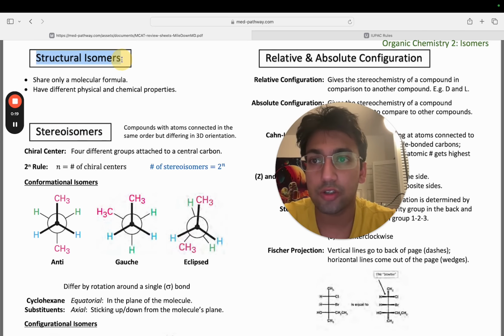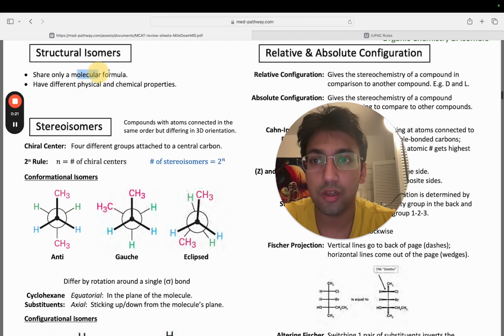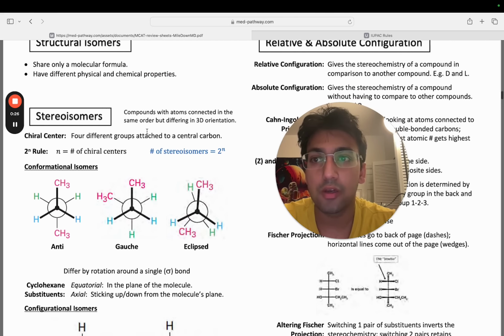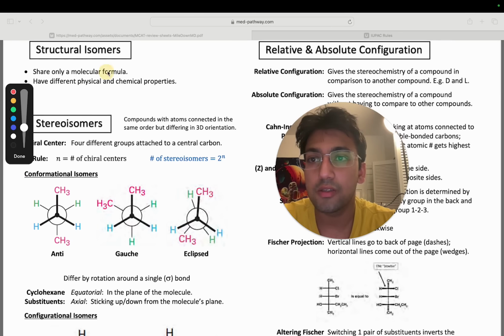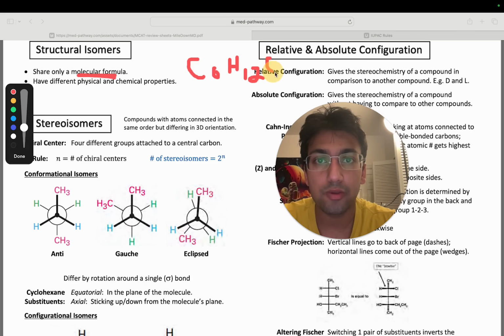So the first thing is structural isomers. Structural isomers share only the molecular formula, but they have different physical and chemical properties. What does that mean? Well, basically, the molecular formula is the same. So it's like C6H12O6. I'm sure you've seen that compound before. But there's a lot of different ways we can represent this, right?